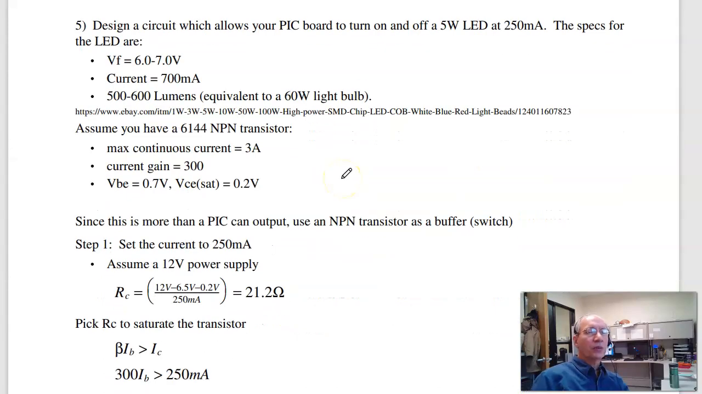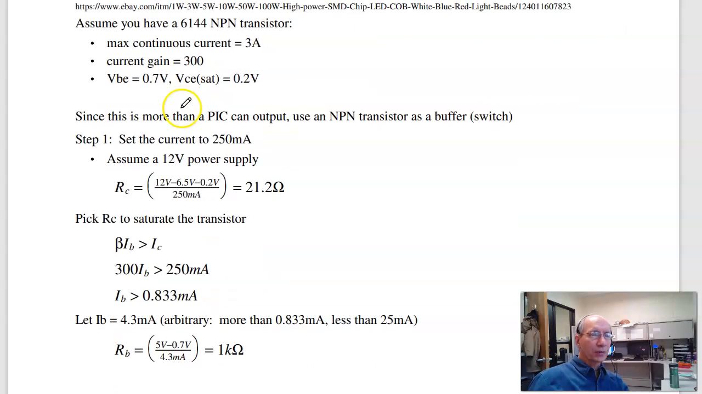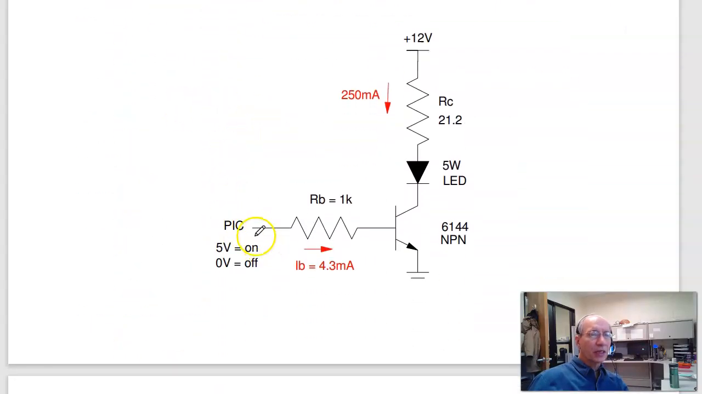If I want to use a bigger LED, like a 5-watt LED, I've got a problem. A PIC can't drive 250 milliamps. It can't drive, say, 6.5 volts. So I need a buffer. That's the transistor. That's this circuit right here. The PIC controls the base voltage, turns it on and off.